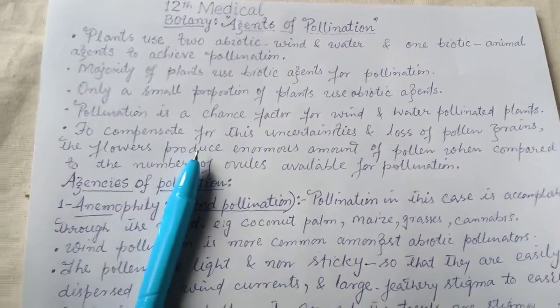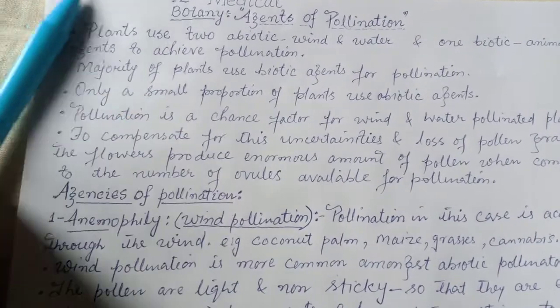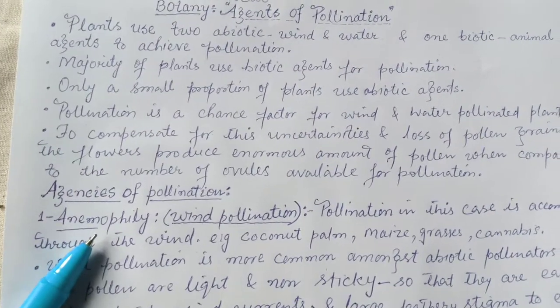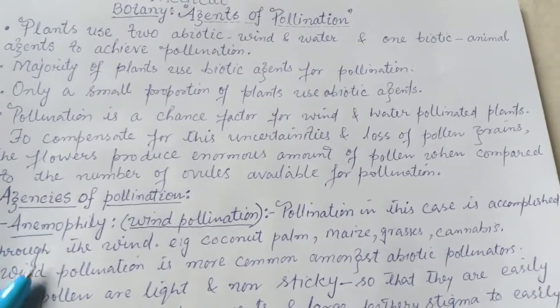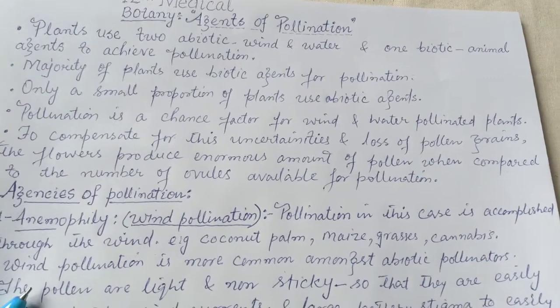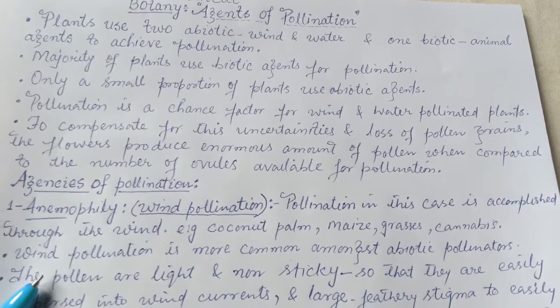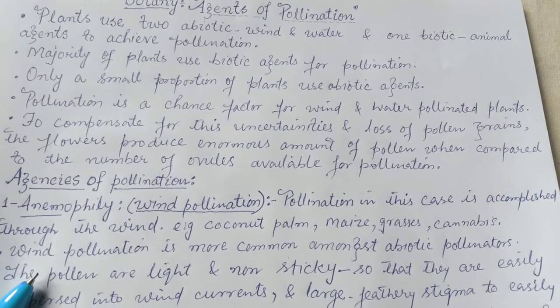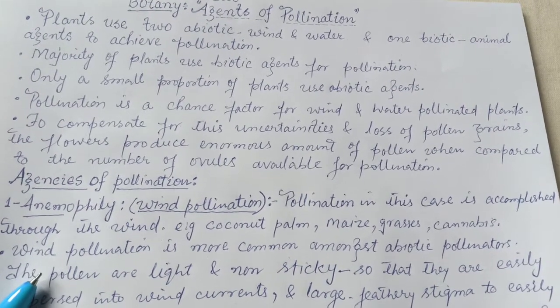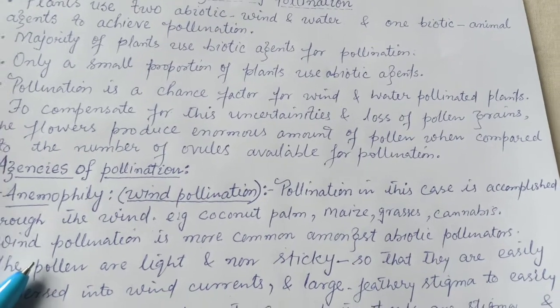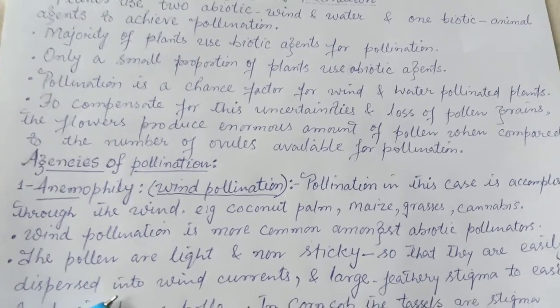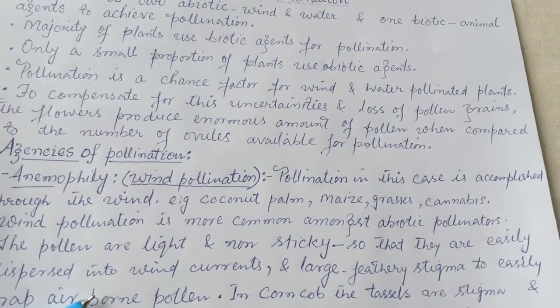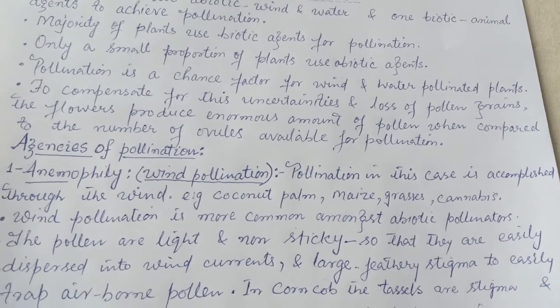Now, the agencies of pollination. Number one is the anemophily, that is wind pollination. Pollination in this case is accomplished through the wind, as in coconut palm, date palm, maize, grasses, cannabis, etc. Wind pollination is more common amongst abiotic pollinators.